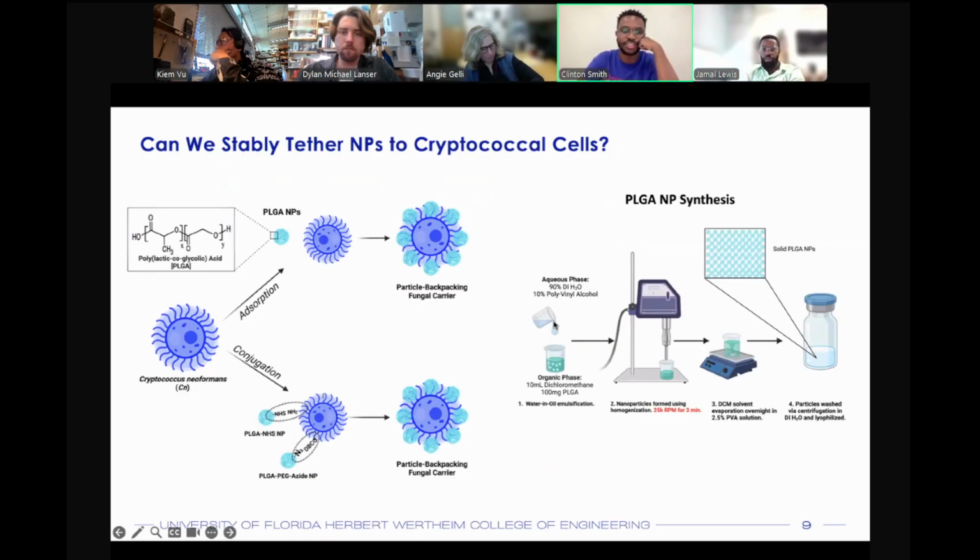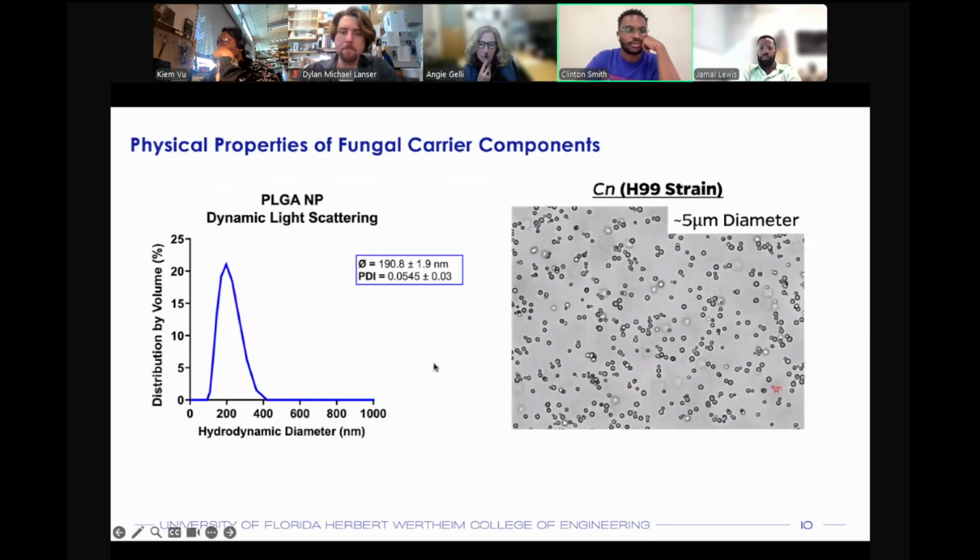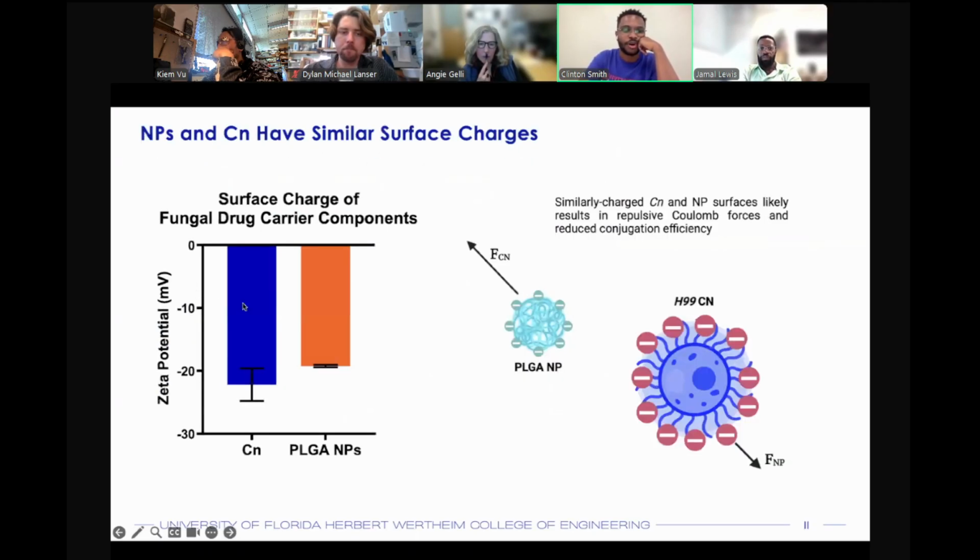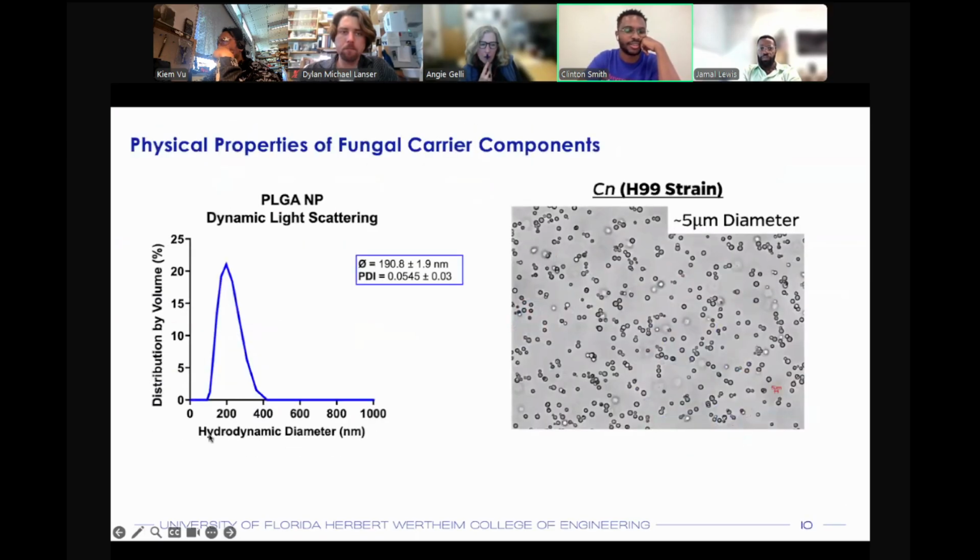To make the particles, we have this classic process where it's just a simple oil and water emulsion to create these nanoparticles. They're quite small in size, and quite monodispersed according to the polydispersity index. In relation to the core diameter of the cryptococcal cell, we have several orders of magnitude difference. So theoretically, these particles should be able to fit onto the cell surface.